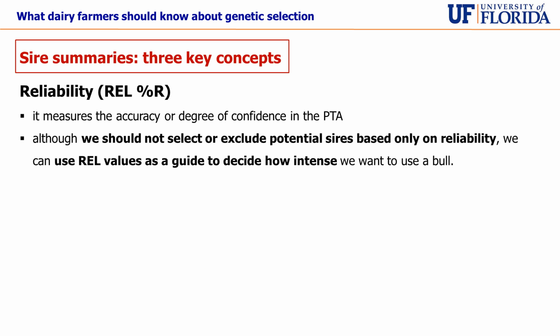Okay? Now, reliability is a measure of the accuracy, the degree of confidence that we have in the PTA, and this is important. We should not select or exclude potential sires based on reliability, but we have to use reliability as a guide to decide how intensely we want to use a bull.